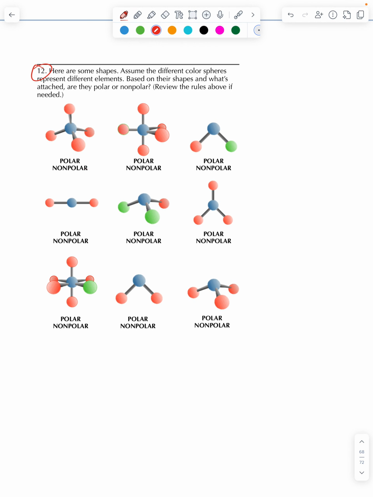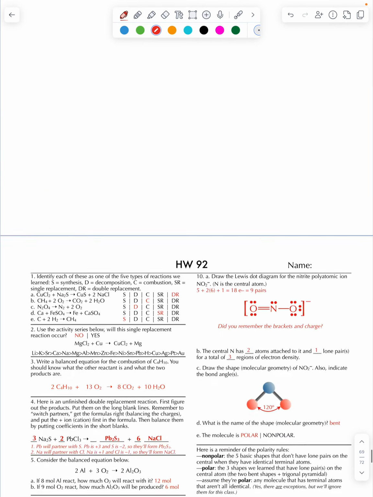Well, I won't repeat the rules, but I'll just kind of give you the answer. Non-polar: identical terminal atoms. Let's just do all the identical terminal atoms, no lone pair shapes, the original 5 shapes. We've got our tetrahedral, trigonal bipyramidal, our linear shape with identical terminal atoms, our trigonal planar shape with identical atoms, and that's it. Different terminal atoms or the lone pair shapes are going to be polar. Hey, look, the bent shape, the trigonal pyramidal shape, different terminal atoms. That's it, guys.